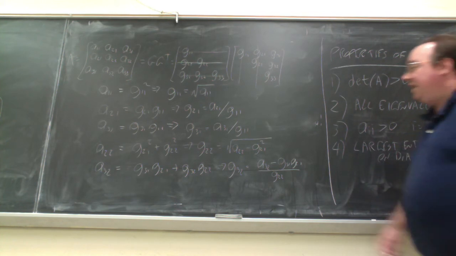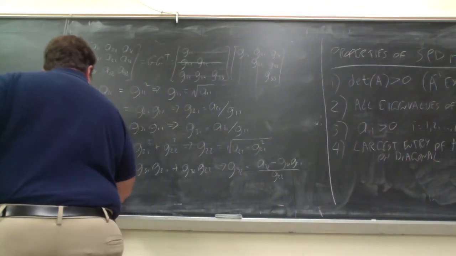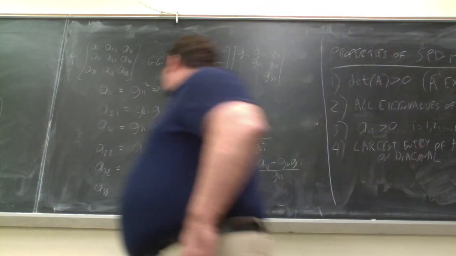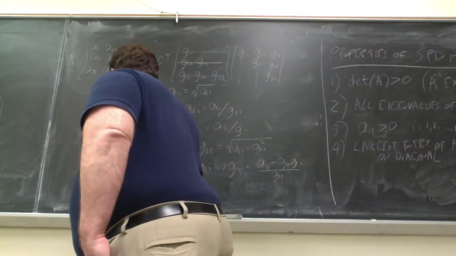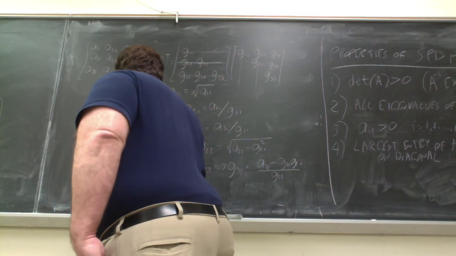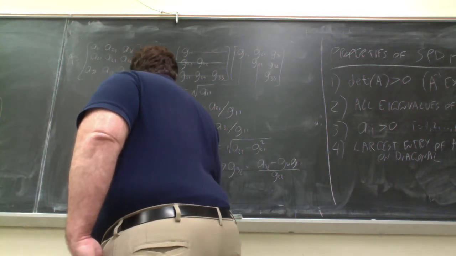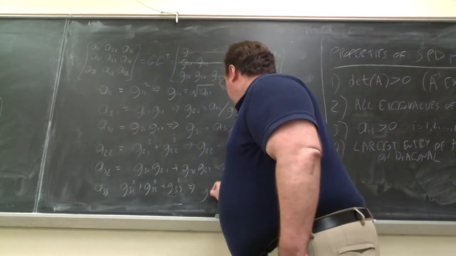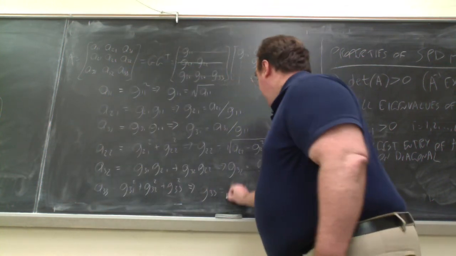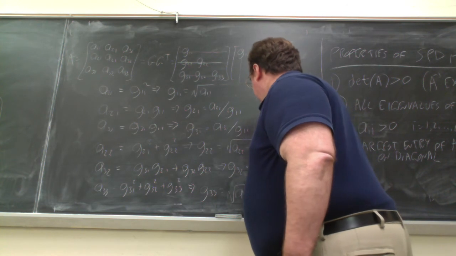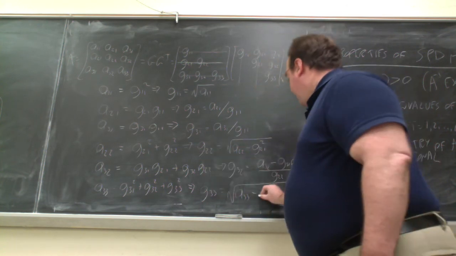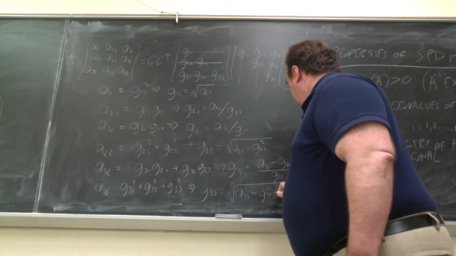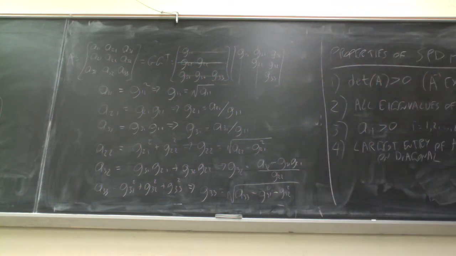And finally, A33 is a sum of squares. If we go across the third row, down the third column, we get G31 squared, G32 squared, G33 squared, and we know everything except G33. So it's going to be like this. We take the square root of A33 minus the other squares, and there we have our Cholesky factor, and that's it.